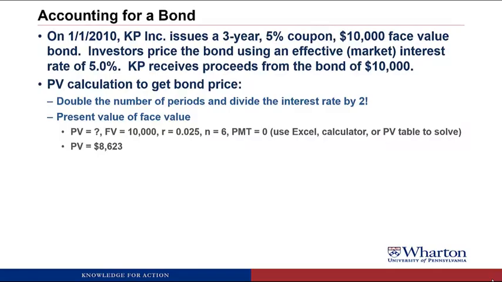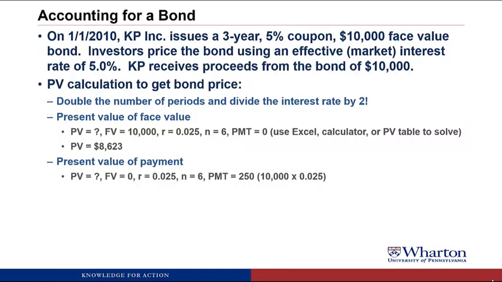And I'll bring this up in Excel in a little bit to show you all of this. We have to do the present value of the payment. So here we're looking for the present value. We set the future value equal to 0. We use the same semi-annual interest rate and number of semi-annual periods. The payment is $250. That's the $10,000 face value times the semi-annual rate of 2.5%. So that's where we get $250 from. If you use Excel, a calculator, or a PV table to solve, you end up with $1377. So we add those two up, 86.23 plus 1377, to get the price of 10,000.